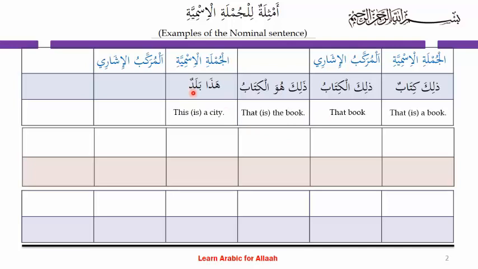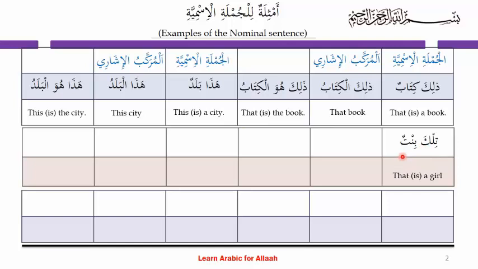Hadha baladun means this is a city. Al-muraqqab al-ishari would be the alif and lam added in front of baladun. So it would be hadha al-baladu, which means this city. If you want to keep this construction but make it into a sentence, we add a suitable pronoun. Hadha huwa al-baladu. This is the city. Now notice, regardless of what, the huwa is understood for the singular. And for the plural, the hum would be there.